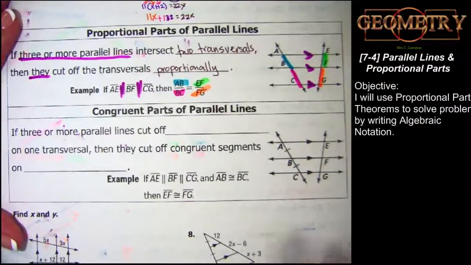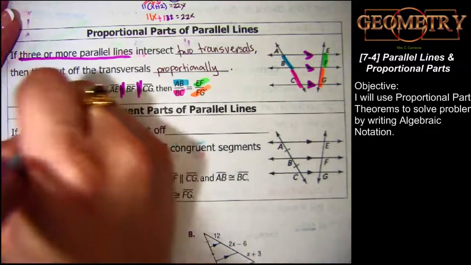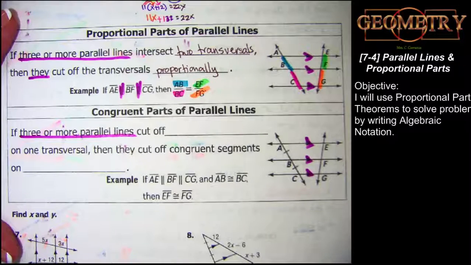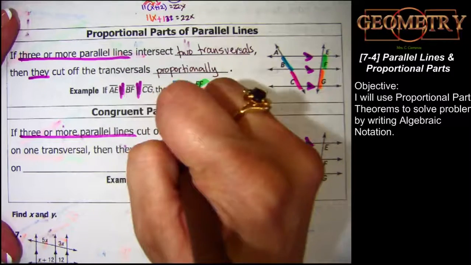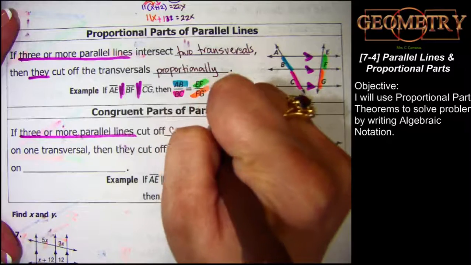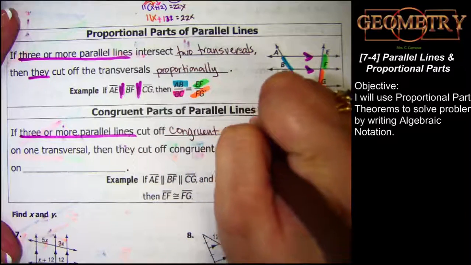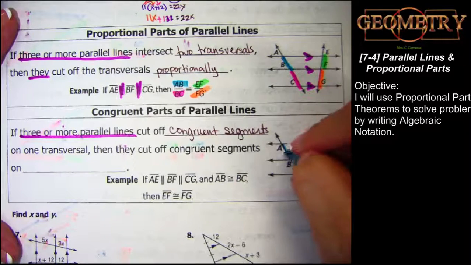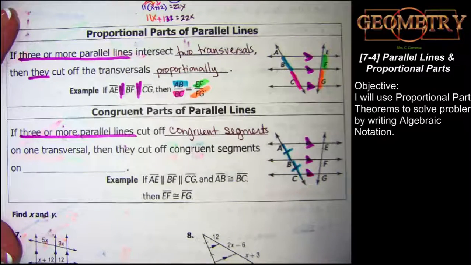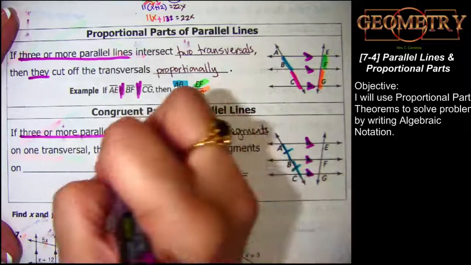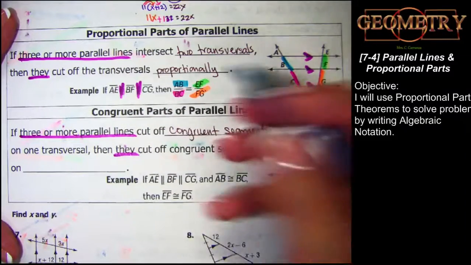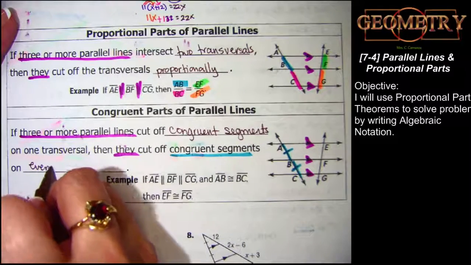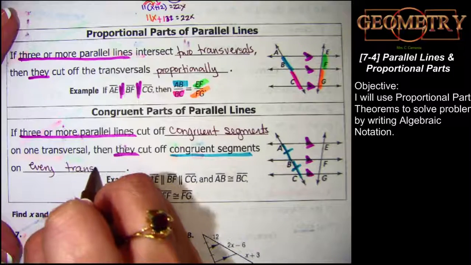If 3 or more parallel lines, 1, 2, 3, cut off congruent segments on a transversal, so here are our congruent segments, we have one here and one here, then those parallel lines are going to cut off congruent segments on every other transversal that we could possibly draw.